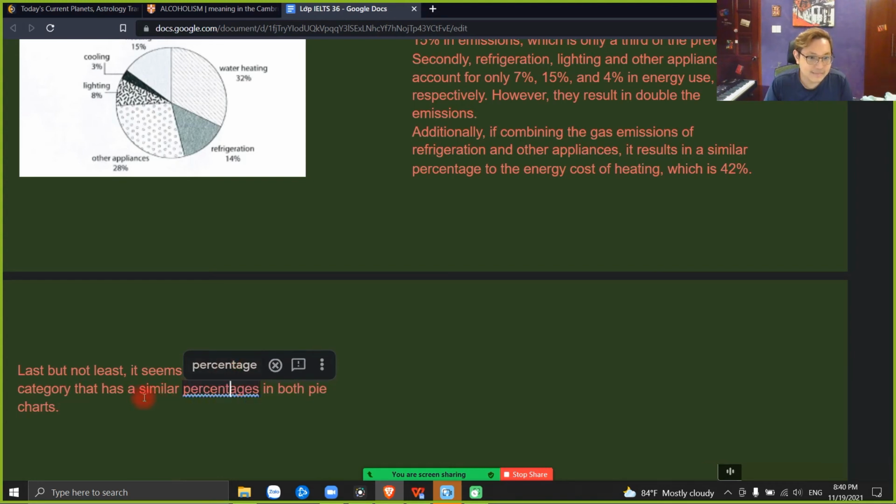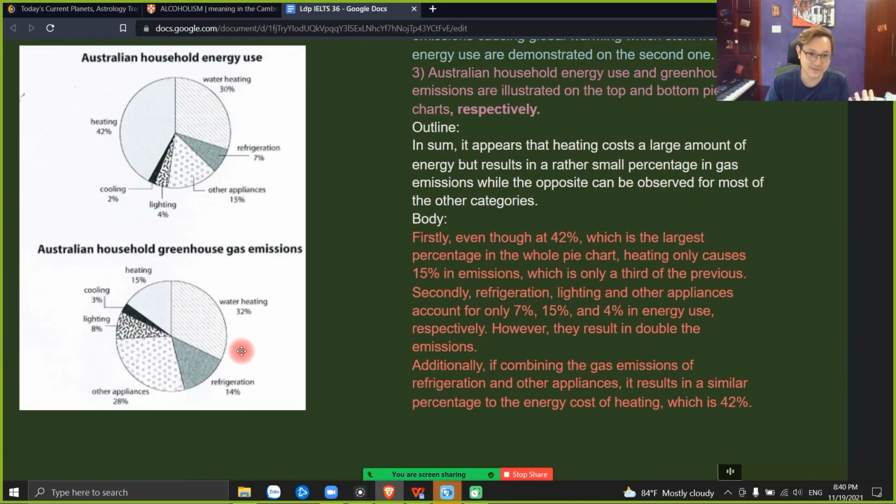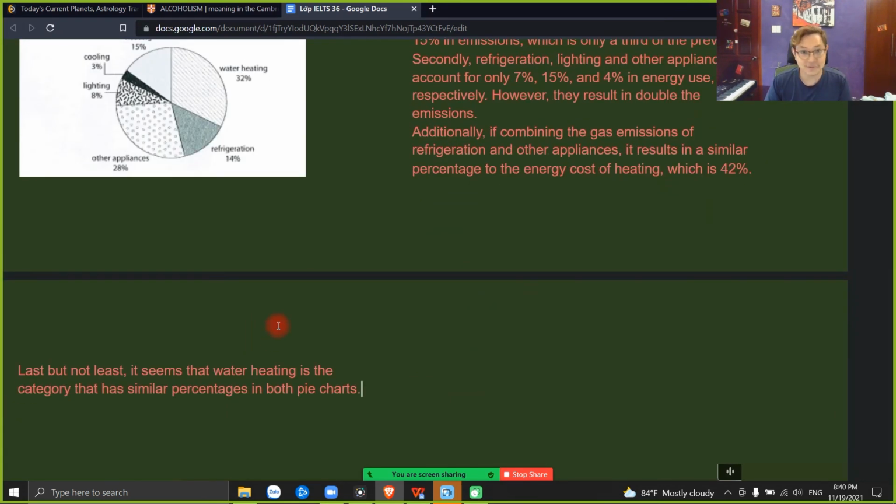Similar percentage. Okay, so similar percentages in both pie charts. And then you can mention exactly what that number is, which is about 30 to 32%. You can state the exact number, which also adds words. That has a similar percentage in both pie charts, which are 30 to 32%. There you go.